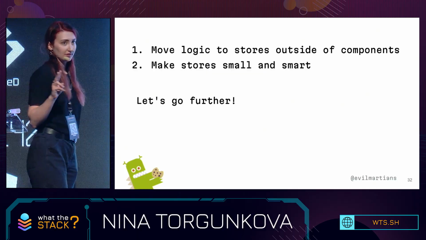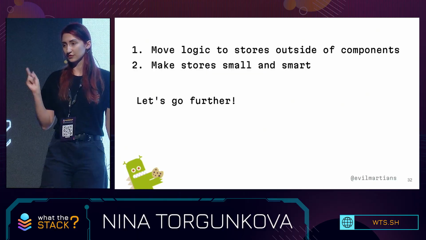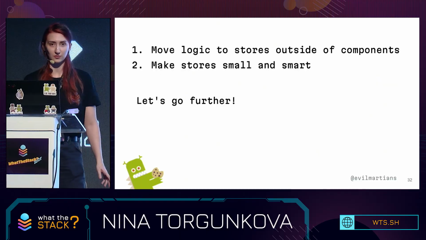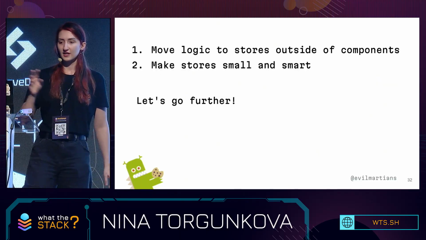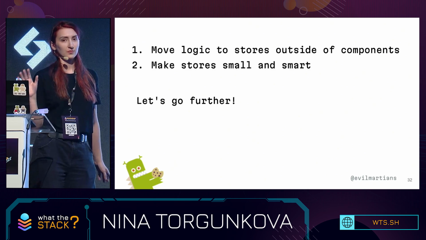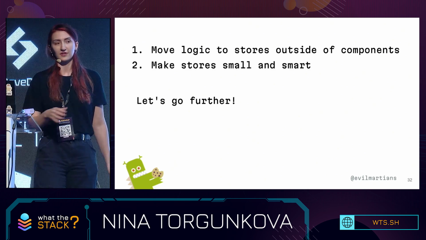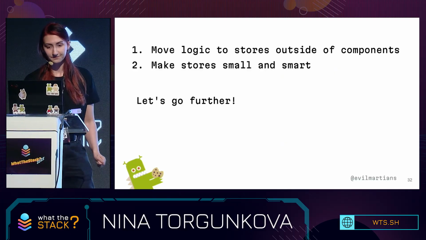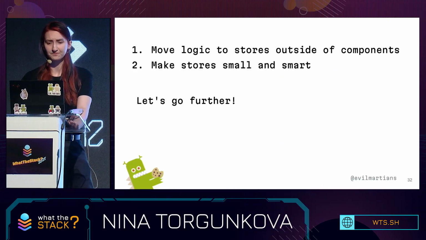So now we have two ideas. First, we want to move logic to stores outside of components, so our components will be stupid and robust. And the second, our stores will be small and smart and give the needed data to components and other stores. Let's go further.